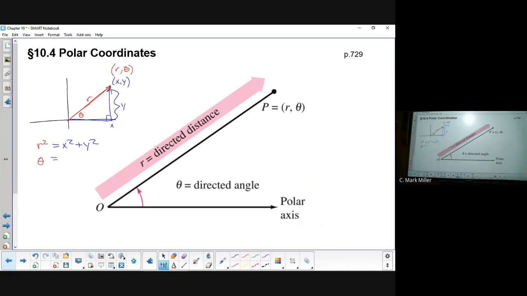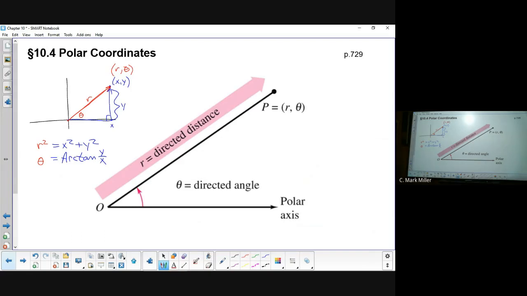Theta, we actually have to relate r and theta to x and y. Theta we define in terms of tangent. It is the arctan. It's the angle whose tan is y over x. Right?